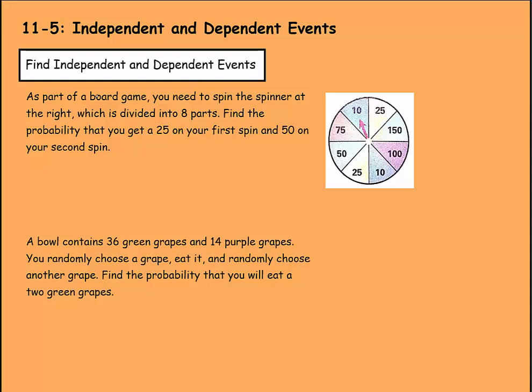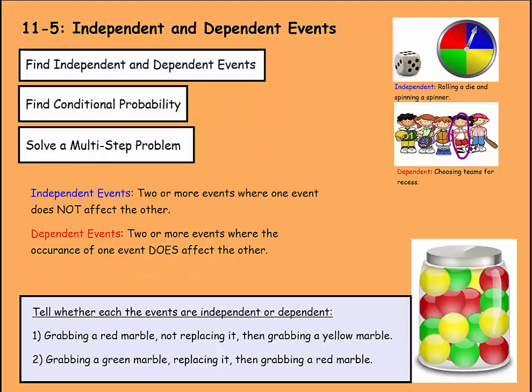It says, as part of a board game, you need to spin the spinner at the right, which is divided into 8 parts. Find the probability that you will get a 25 on your first spin, and then 50 on your second spin. So these are two separate events. We have to ask ourselves, does getting a 25 on your first spin affect getting something else on your second spin? We would say no, actually. So that makes it independent. They do not affect each other.